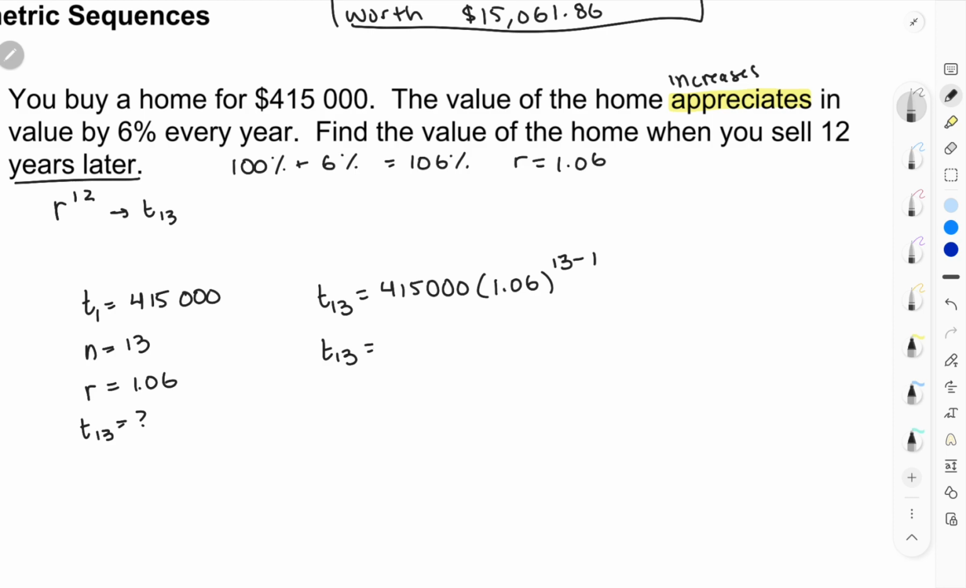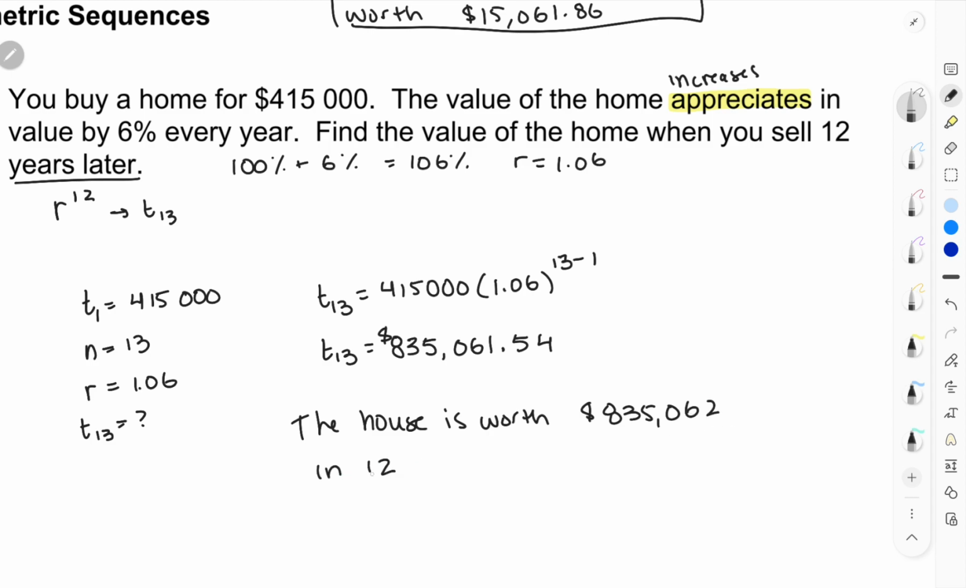So I punch that into my calculator. And wow, did I make a great choice investing in real estate. $835,061, a weird coincidence again, and 54 cents. Realistically, the house is worth $835,062 in 12 years.